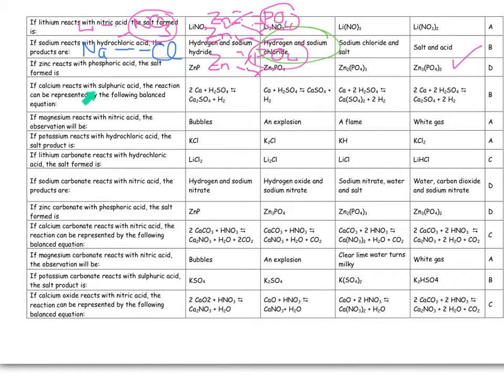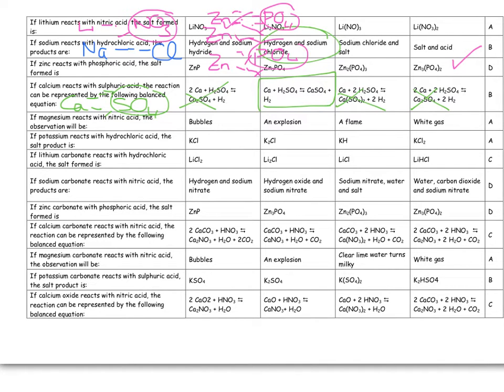If calcium reacts with sulfuric acid, we're going to get calcium sulfate and hydrogen. The reaction can be represented by the following balanced equation. Well, we're going to need to work out what calcium sulfate is. Calcium has a valency of 2, and sulfate has a valency of 2. So it is CaSO4, which means that that's definitely out of the question. That's definitely out of the question. And so is that, which really only leaves me with this, and hopefully it works. We have 1 calcium on the left, 1 calcium on the right, 2 hydrogens on the left, 2 hydrogens on the right, 1 sulfur on the left, 1 sulfur on the right, 4 oxygens and 4 oxygens.